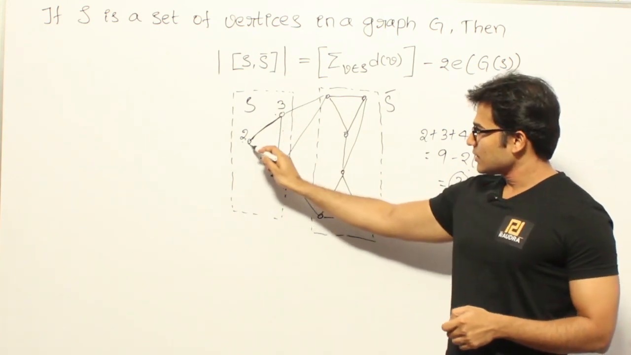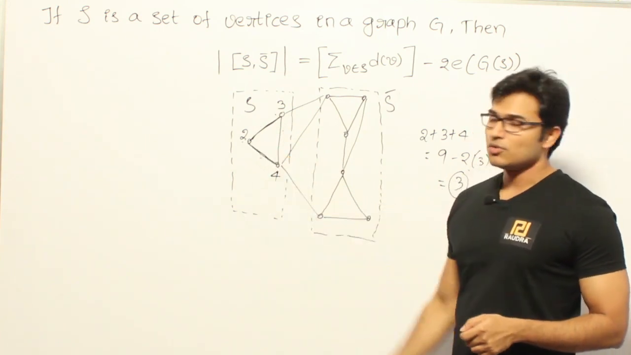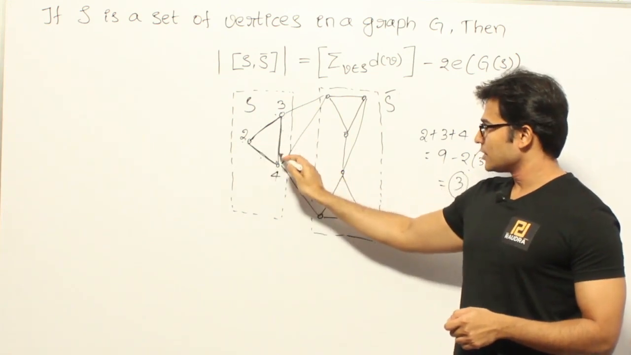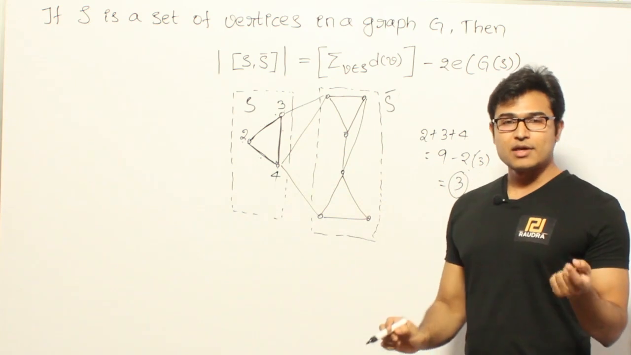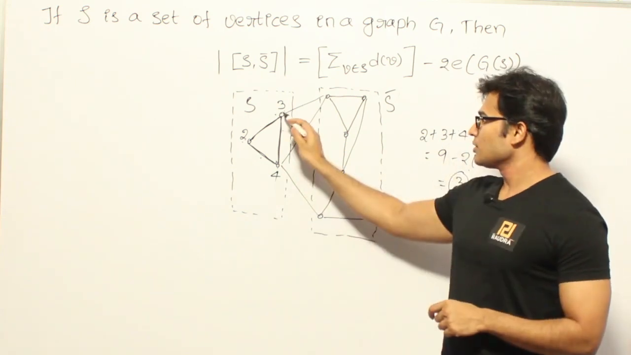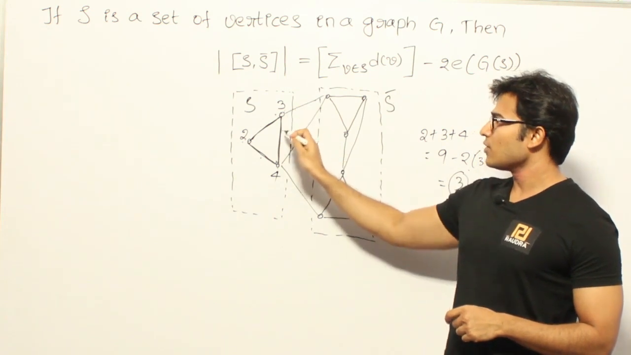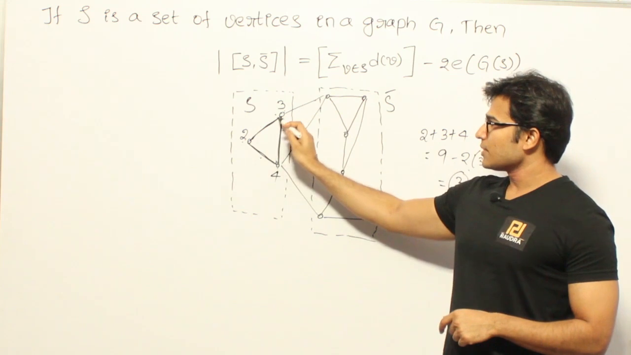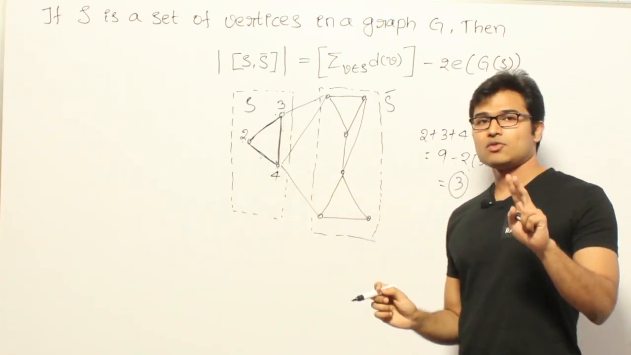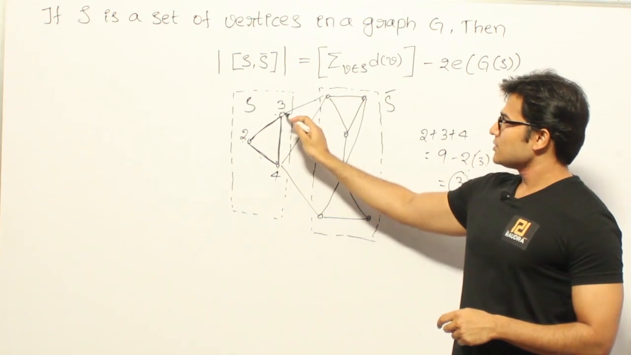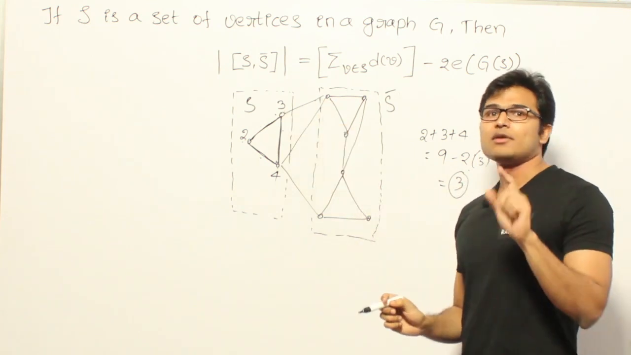And what about this one? This is also contributing to you, 1 here and 1 here, and this also contributing to the sum of degrees, 1 here and 1 here. But then when you look at the edges which are going out, they are actually contributing only 1 to the sum of degrees. Therefore every edge which is present inside the set is giving you a total sum of 2 to the sum of degrees, and every edge that is going out is giving you only 1.